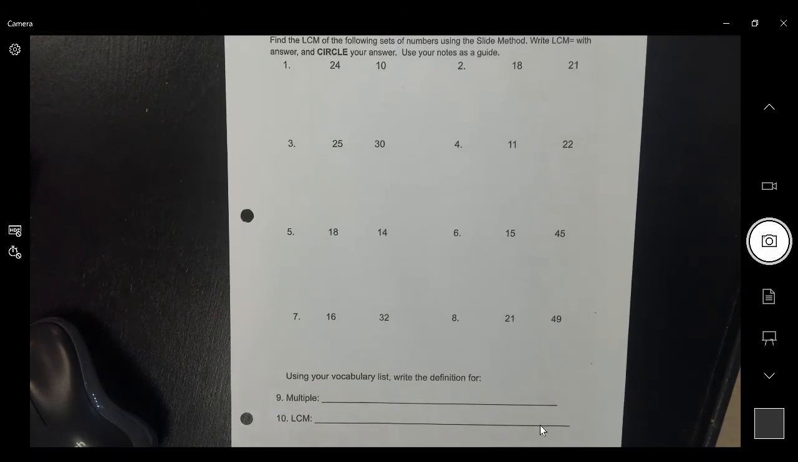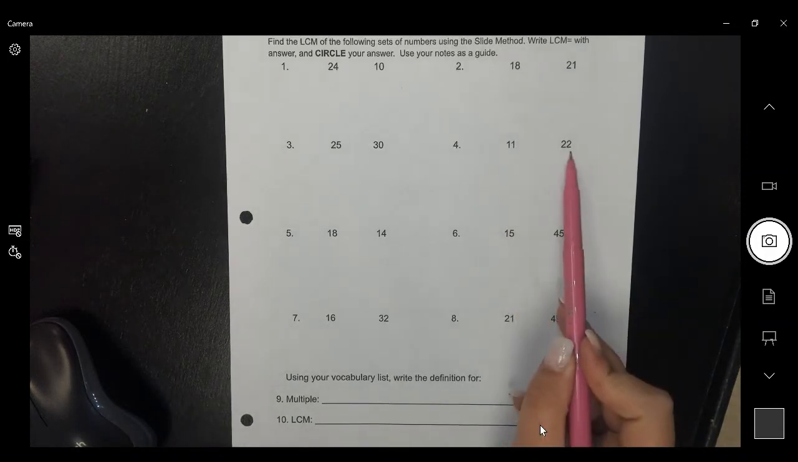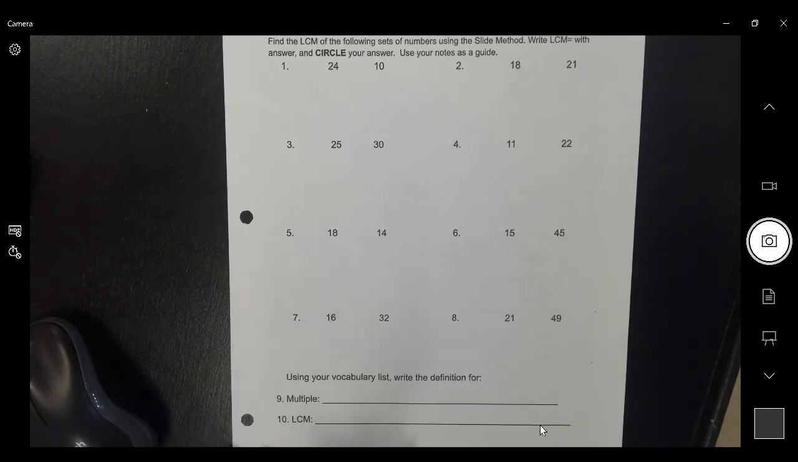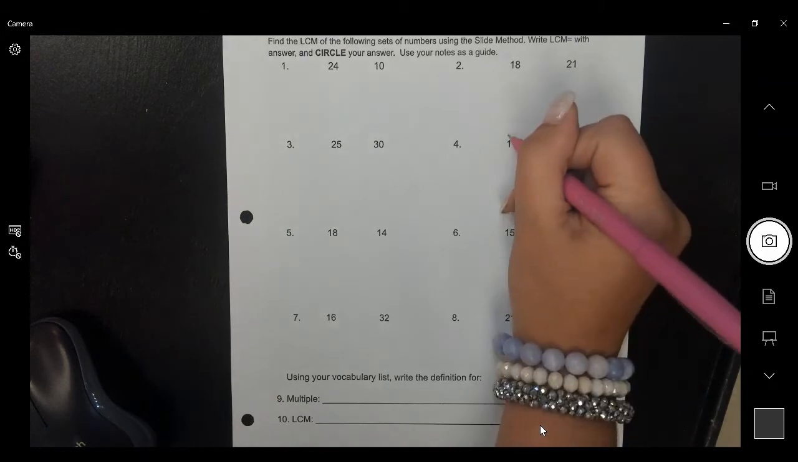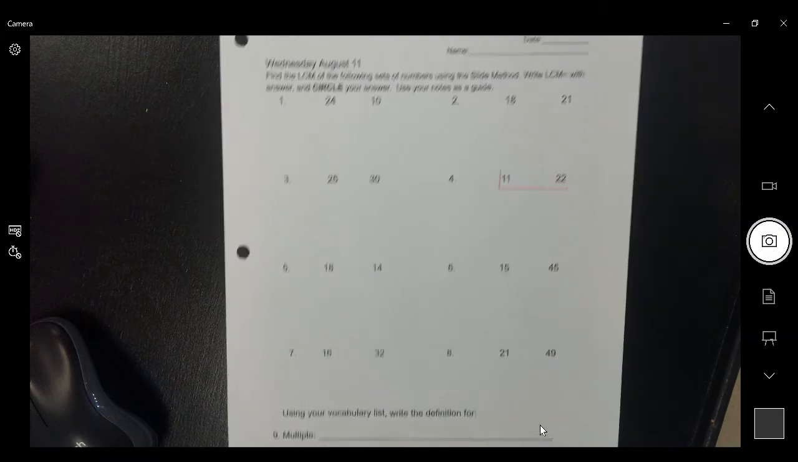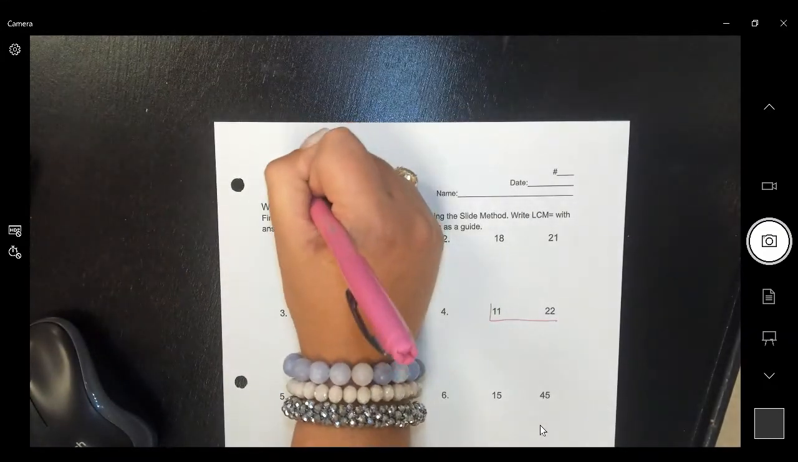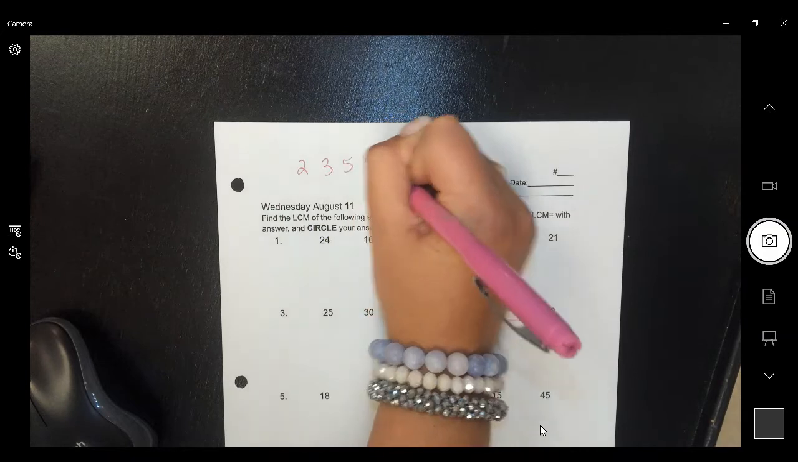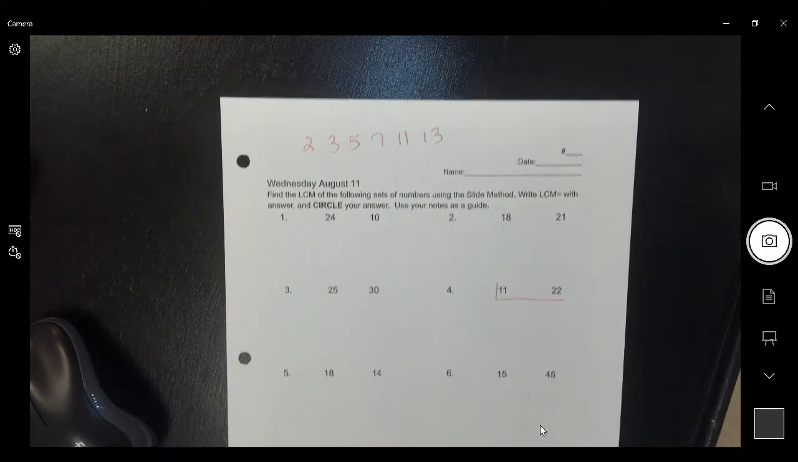One of the ones I wanted to do is number 4. We're trying to find the LCM of 11 and 22. So the first step, if I get out my spiral and I go back to my notes, I notice that the first step is to create the slide. So putting the numbers in the slide. The next step is to determine which factors they have in common. And so the numbers we should try as a starting point, which is not the only numbers we can use, but it's a good starting point, are these numbers right here.